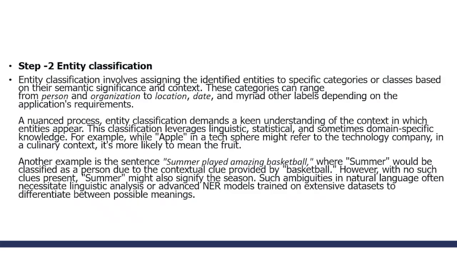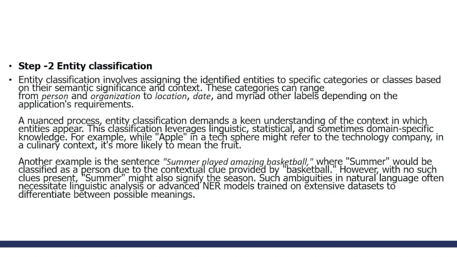The next step is entity classification. So under entity classification, I put those entities that are recognized into various categories like person, organization, location, date. Like for example, if I say "Summer played amazing basketball," here Summer is a person and not the season, because I identified it using "played amazing basketball." But if there are no clues present, summer might also indicate the season. So such ambiguities are there, and that is why advanced techniques like machine learning and deep learning get used.